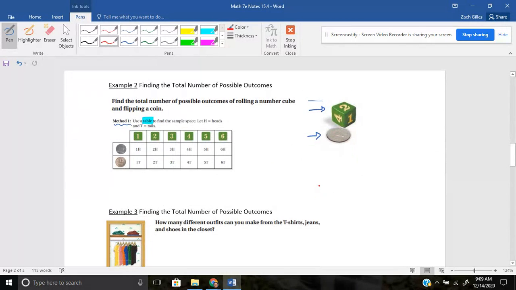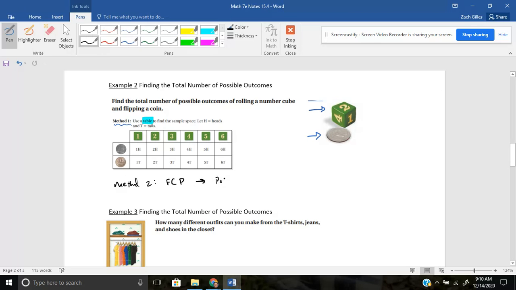Or for method two, the other way that you can do it is just what we talked about in that key idea. So method two, use the fundamental counting principle. And what that says to do is to identify the number of possible outcomes of each event.